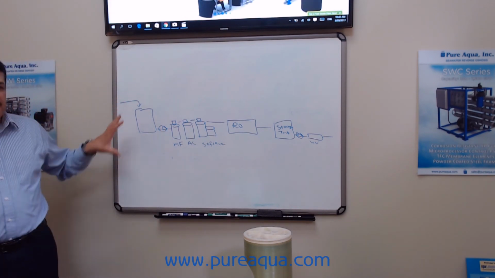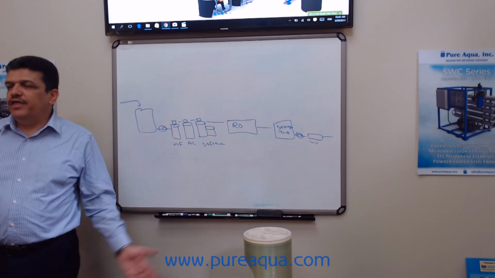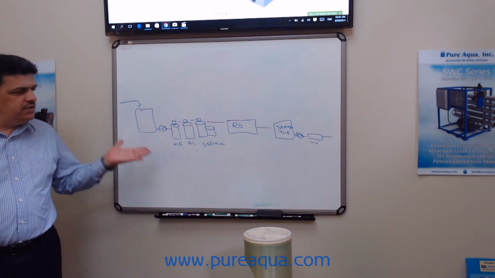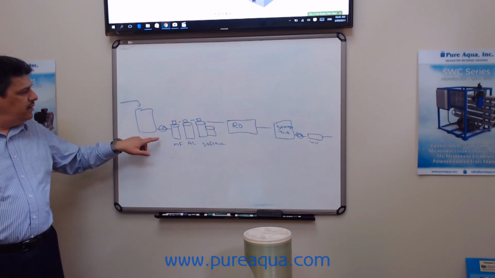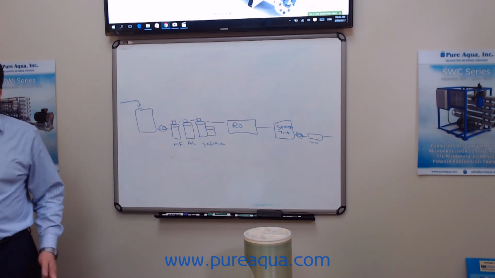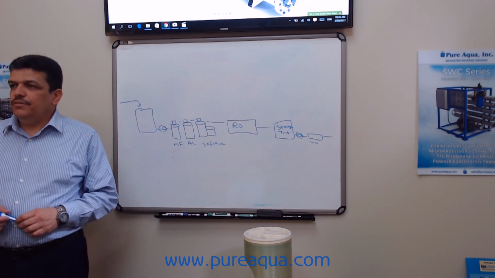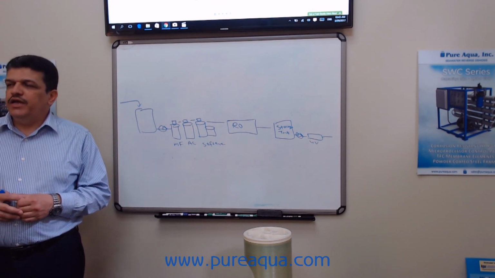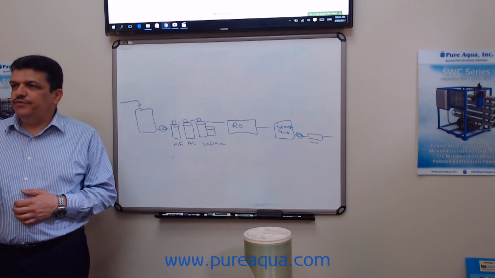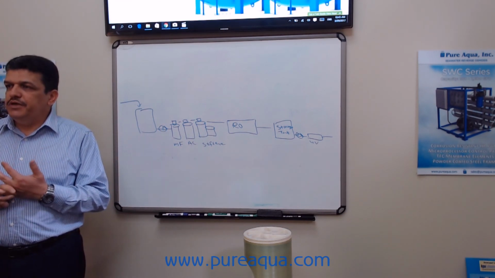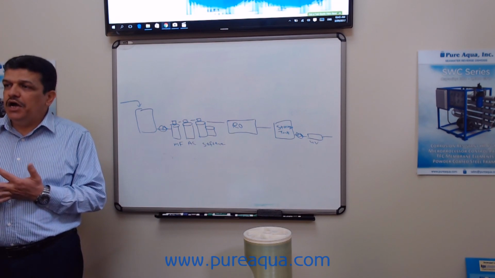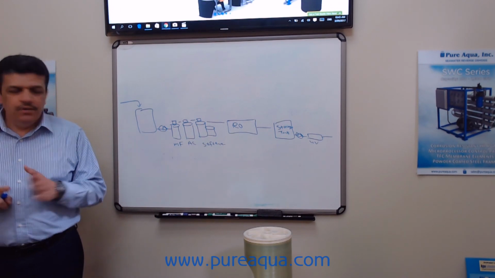Now let's assume that the TDS is anywhere between 1,000 to 2,000 ppm, which is easy to treat because the salinity is in the lower scale. Now why do we need a media filter? In the next session we're going to have a deep discussion about media filtration, but preliminarily it removes suspended solids and turbidity, and it removes any oxidized iron and manganese from the water.